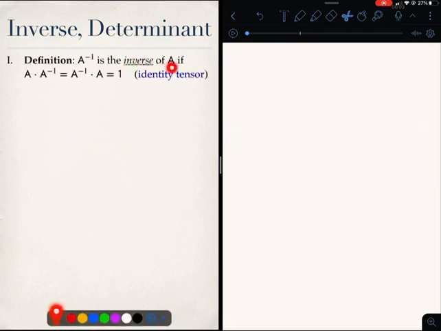The inverse of a tensor A, denoted by A inverse, is the tensor which satisfies this operation, that it operates from the right or from the left, and the answer is always the identity tensor. Now let's think about this identity tensor. The identity tensor is the tensor which operates on any vector a to produce the vector a.